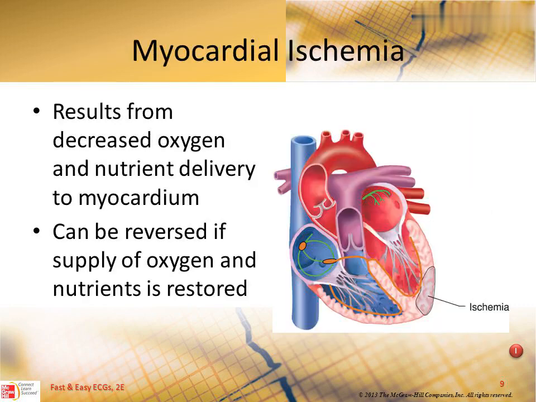Myocardial ischemia. Results from decreased oxygen and nutrient delivery to the myocardium. Can be reversed if the supply of oxygen and nutrients is restored. Instructional points: myocardial ischemia typically occurs when the heart has a greater need for oxygen than the narrowed coronary arteries can deliver, or there is a loss of blood supply to the myocardium. Ischemia can be transient, such as in angina, or it can be related to myocardial infarction.